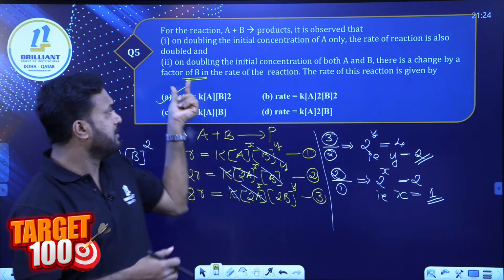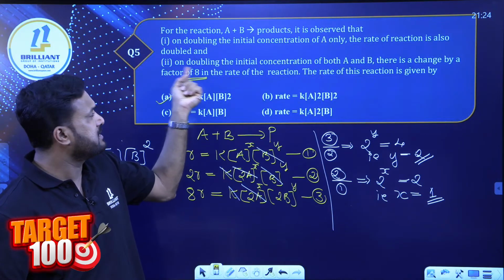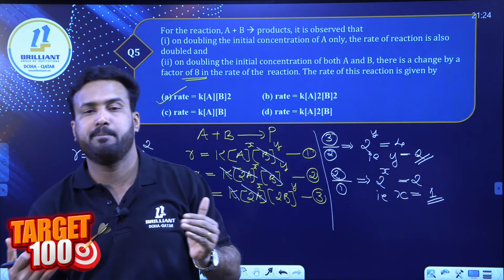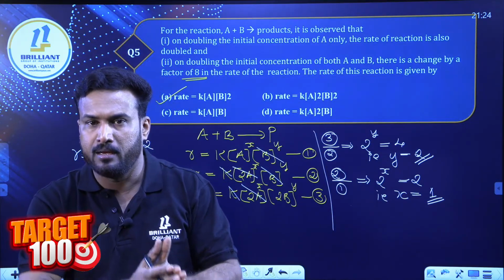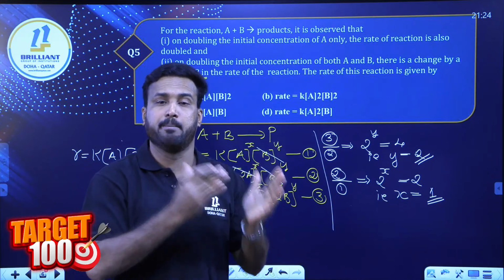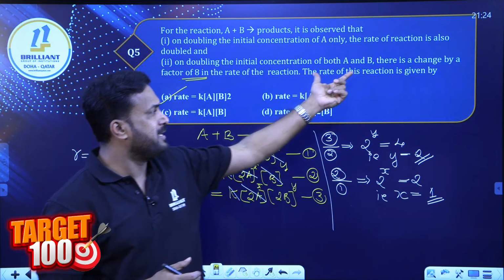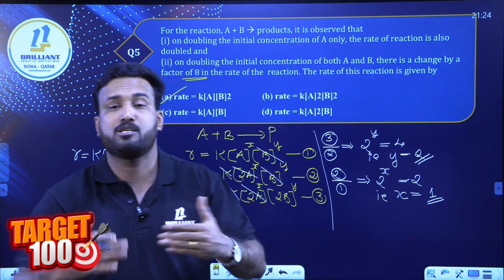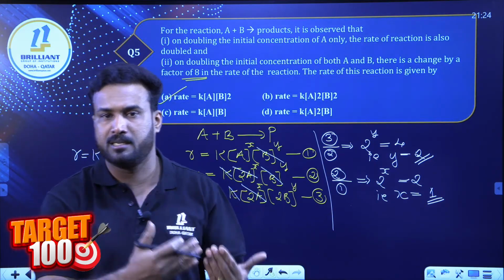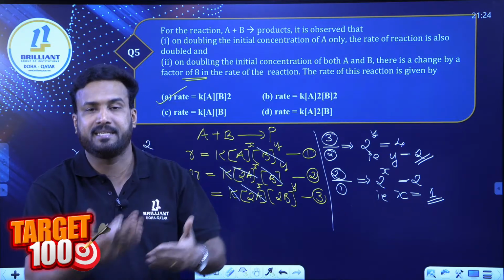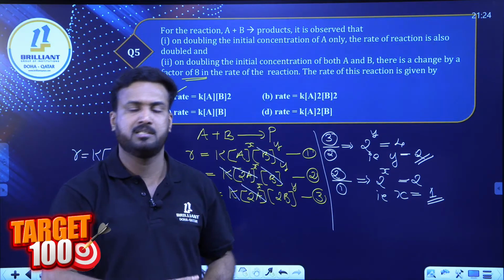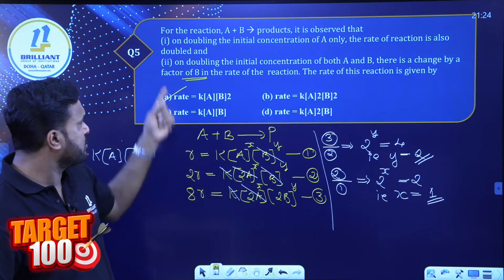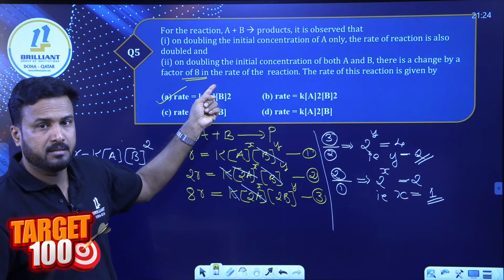In the same way, in the third hint, they are saying doubling both A and B. Doubling both A and B means the concentration of A as well as B has been doubled. So if you are doubling both, the rate will increase by a factor of 8. The rate is always in times of the initial rate, so this time 4 times or 8 times, 2 times that of the initial rate. The initial rate is R, so we took it as 8R, because of the factor of 8.